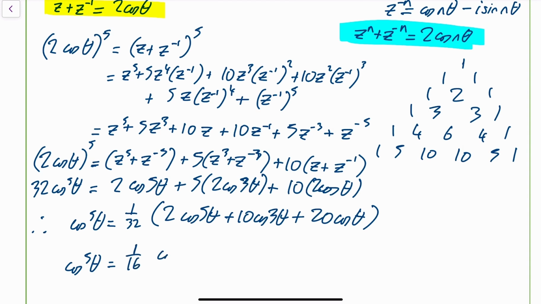That's going to be 1 over 16 cos of 5 theta, plus 10 over 32, which is 5 over 16 cos of 3 theta, and then 20 over 32 is 5 over 8 cos of theta. Remember, it's a calculator exam, you can check all of those, and that's it. Okay, excellent. Rattle through that, but what we've done there today is shown how you can write powers of cos in terms of cos n theta, or else write cos n theta as powers of cos.